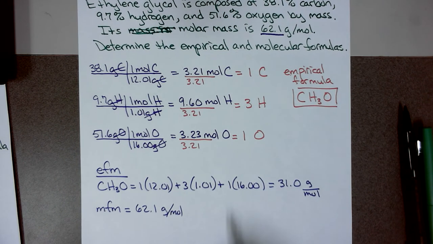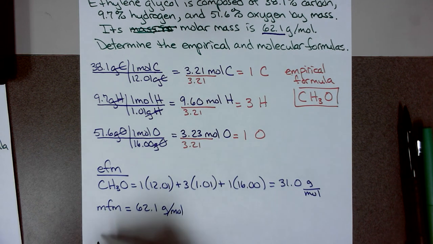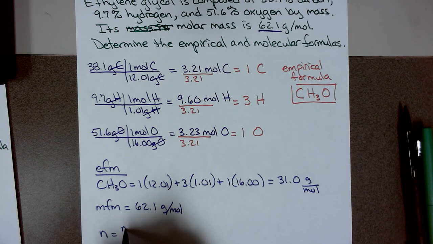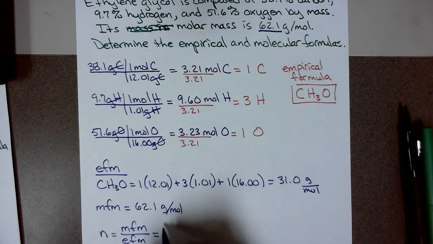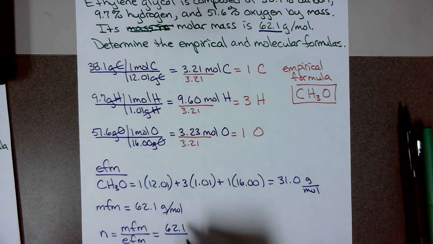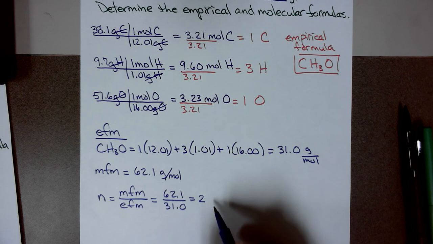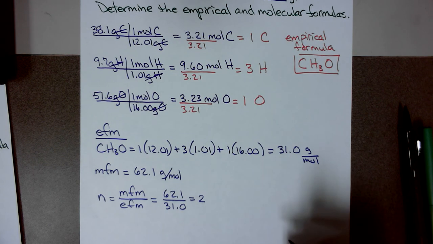Next we have to determine N. The whole number multiple is going to be the molecular formula mass divided by the empirical formula mass, and that will be 62.1 divided by 31.0. That's essentially 2. I mean, it's like 2.008, but essentially 2. And so what we have to do now is take the empirical formula and multiply it by 2.